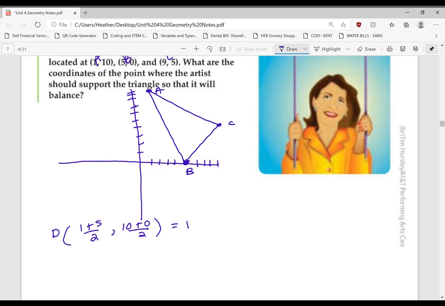So then this becomes the point: 1 plus 5 is 6, 6 divided by 2 is 3, 10 plus 0 is 10, 10 divided by 2 is 5. So this is the point (3, 5), which is about 1, 2, 3, 4, 5. So about right here, this is D. Notice that DC is a horizontal line.